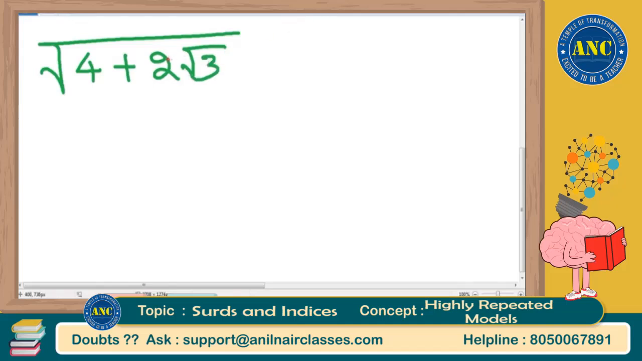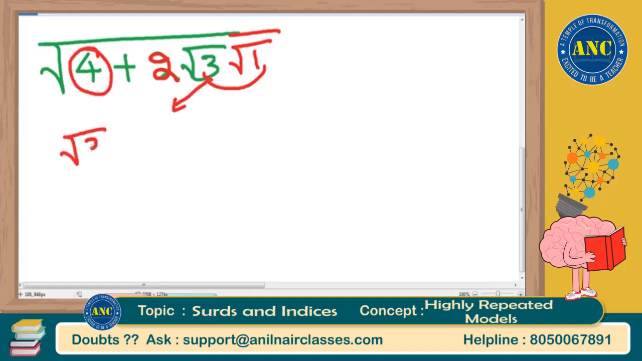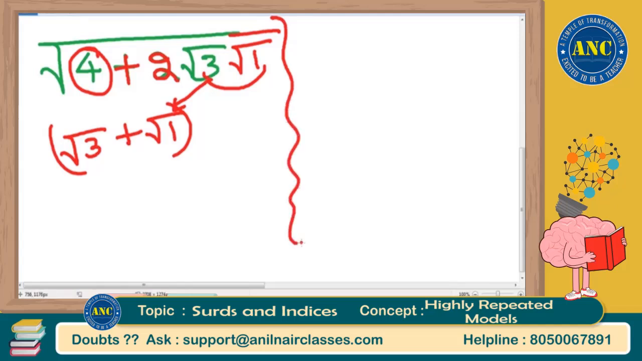Directly you can write, because 2 is already present. This is root 3 into root 1. 3 plus 1 is nothing but 4, which is my other constant term. The direct answer is root 3 and root 1. Because it is plus here, write plus. The answer is root 3 plus root 1. Very fast you can tell the answers for these varieties.